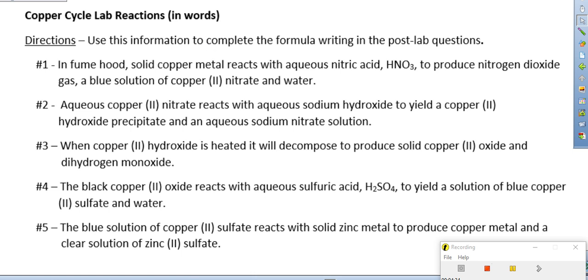In the lab handout, you see it says copper cycle lab reactions in words. So I basically wrote a sentence describing the chemicals that are involved in each step. So for instance, reaction number 1 says, in a fume hood, solid copper metal reacts with aqueous nitric acid, and there's a formula for the acid, to produce. What I start with goes on the left side. Those are my reactants. "To produce" is my sign that this is what I'm making. This is what goes on the right side. We're going to produce nitrogen dioxide gas, a blue solution of copper 2 nitrate, and water.